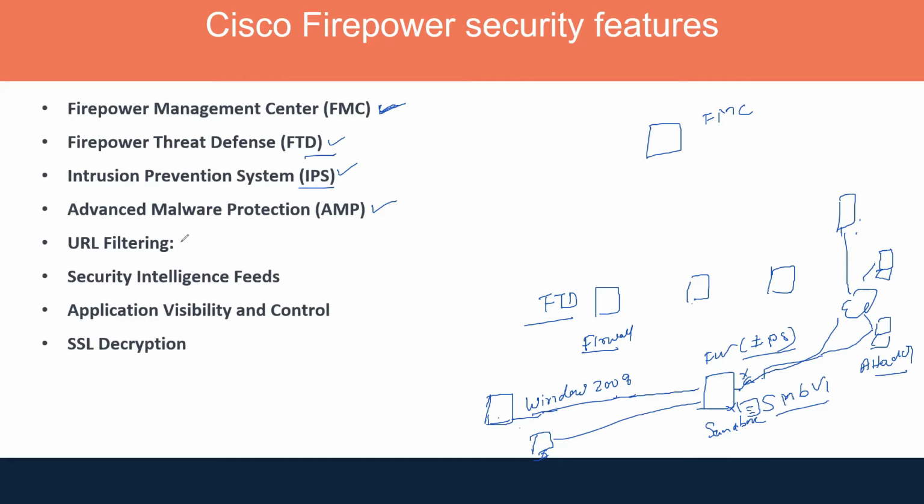The Firepower is capable of doing URL filtering as well. So if users want to block a specific category of URL, for example, let's say we have NetMinion. Let's say this URL's category is educational.